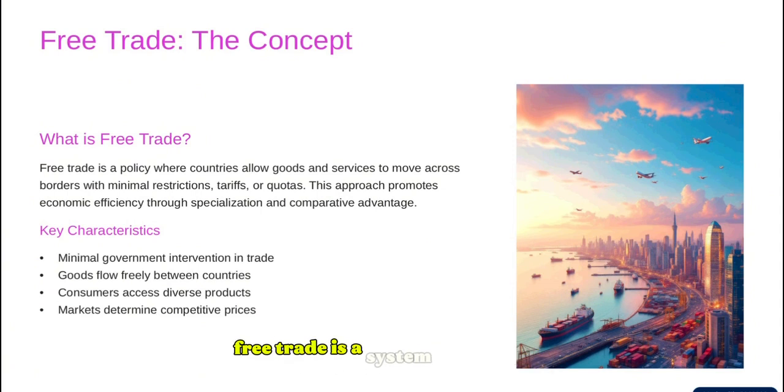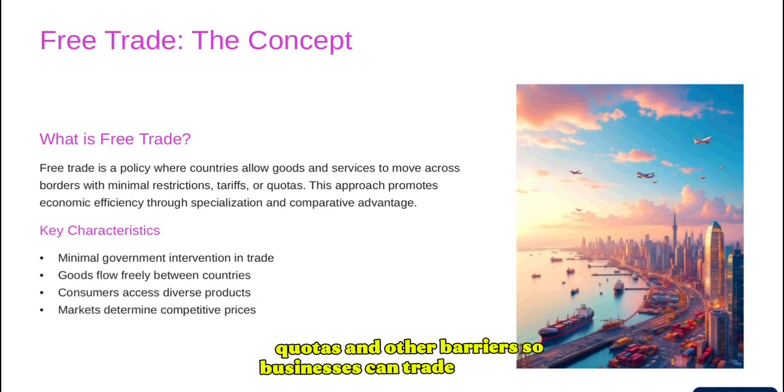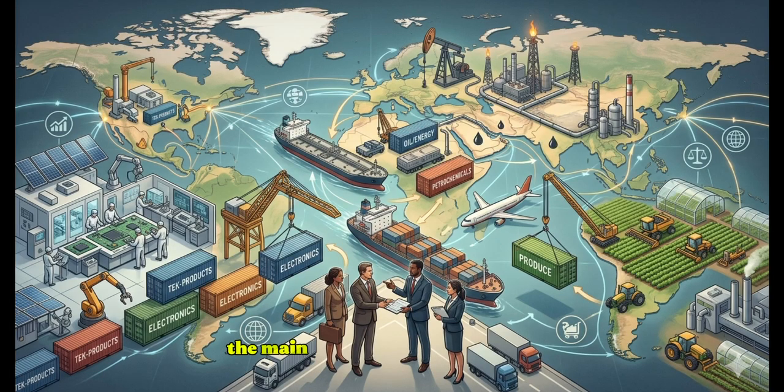Free trade is a system where countries allow goods and services to move across borders with very few restrictions. Governments reduce tariffs, quotas, and other barriers so businesses can trade more easily. The main idea behind free trade is called comparative advantage. This means countries should specialize in producing goods they can make more efficiently and trade for other products.